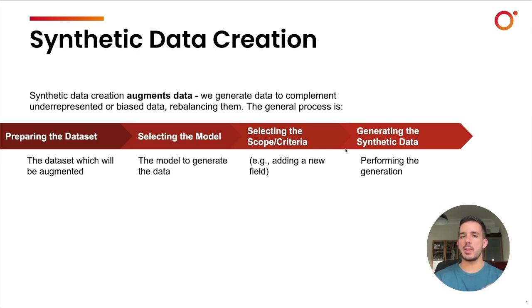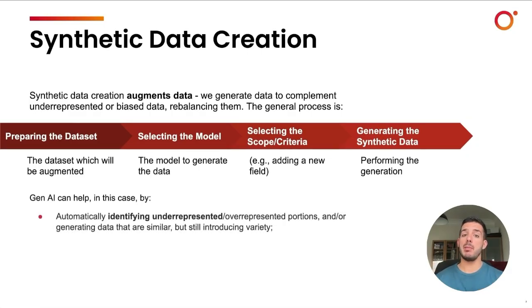And while this is the general process, where can generative AI help in specific for this use case? Well, for example, it can automatically identify either the underrepresented or the overrepresented portions of a dataset. Or in other words, it can automatically find out what is wrong with the dataset. And because Gen AI is so good at mastering context, it can also generate data that are similar to an existing dataset, but still introducing variety. It's very easy to feed a dataset to generative AI and to say, hey, generate 20 entries like these, but that have this specific field with these specific ranges, but still preserving the variety that exists in the other fields.